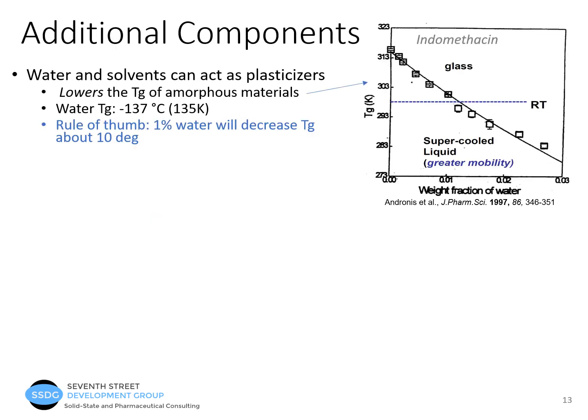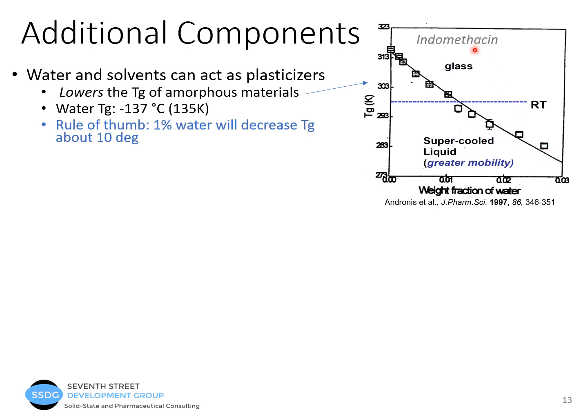We mentioned earlier that other components can be part of amorphous materials, and this can include water and solvents or even polymers. So let's talk about water and solvents first. These can act as plasticizers, which lowers the glass transition temperature of amorphous materials. For example, water has a Tg of -137. So when you combine that with the Tg of our amorphous API, you can see that the temperature is going to decrease significantly as we increase the amount of water.